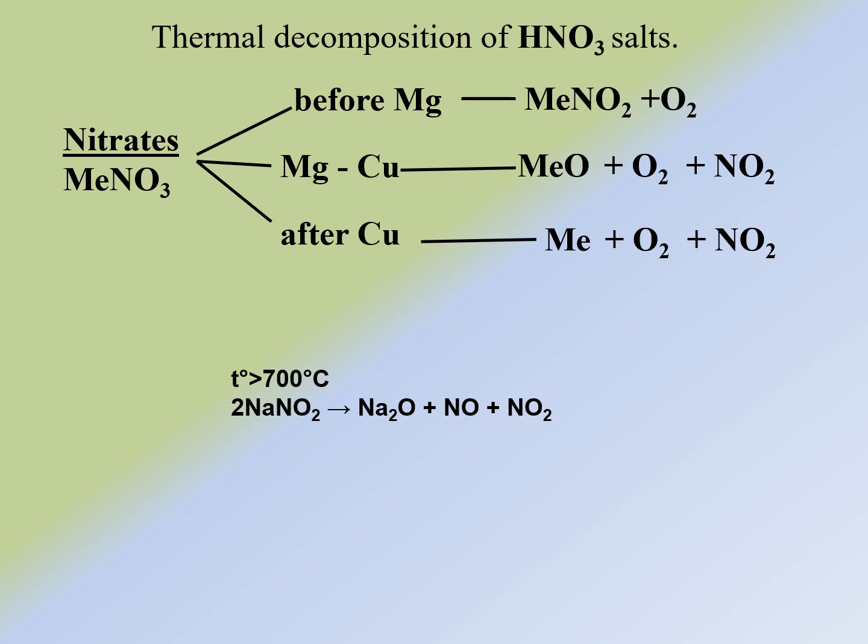This is a question for many, many tests, many chains of chemical reactions, and even for problems. But remember that nitrites of active metals like NaNO2 at higher temperature would also be decomposed. For example, into Na2O, NO, and NO2.